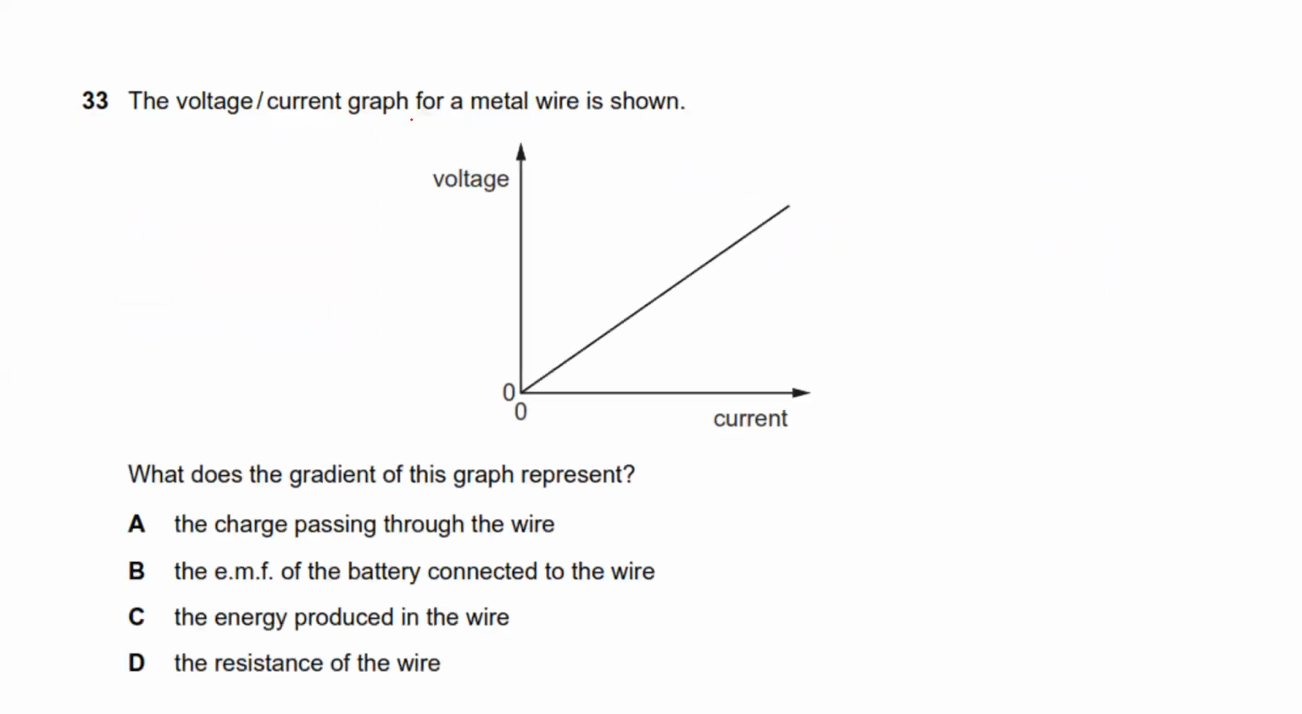Okay, next question, question number 33. In this question, it says the voltage-current graph of a metal wire is shown. Voltage is there. The gradient of the graph represents: the change in V divided by the change in I. So delta V divided by delta I is equal to R, resistance. Is it the charge passing through? No. EMF of the battery? No. Energy produced in the wire? No. Resistance of the wire. Answer D is the right choice we have in this case.